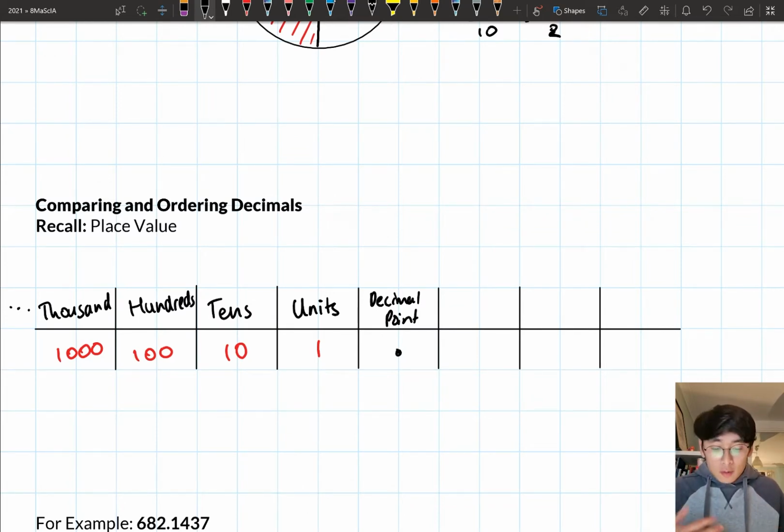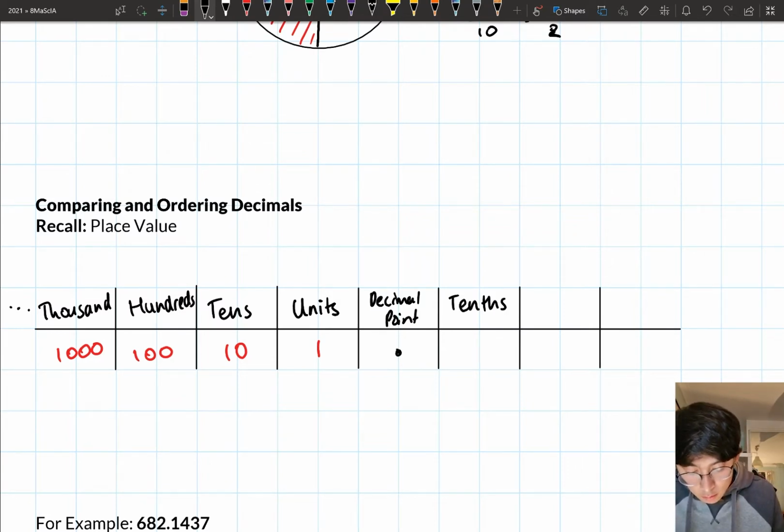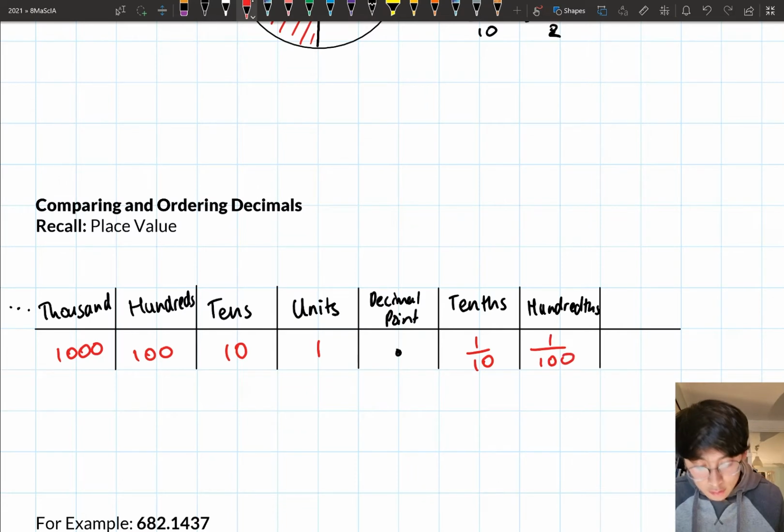But on the other side, to the right of the decimal point, all those place values represent numbers which are smaller than 1. So here, for example, after my decimal point, the first place value, the first digit, is our tenths. And so here, this is 1/10. And then the next one is our hundredths, and this is 1/100. And the next one is our thousandths, and this is 1/1000. And we can keep going.